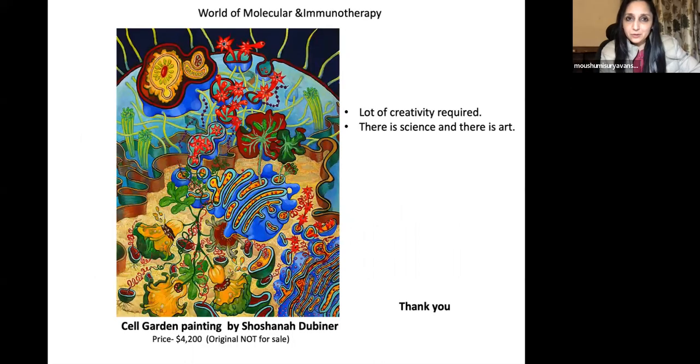And with that, I'd like to thank you and show you this painting. This is by Shoshana Dubiner. This is a cell garden painting. I always show this painting because this is the world of molecular and immunotherapy. There is a lot of creativity and there is science also, there is art and there is science. So it is where art and science collaborate. And with that, thank you. And if there are any questions, I'll be happy to answer.